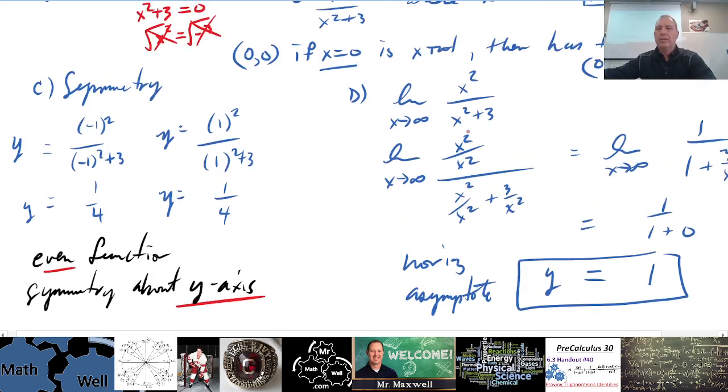All right, so D, let's take a look at D. We want to find a horizontal asymptote, and let's see if there's a vertical asymptote as well. For a horizontal asymptote, you basically find out what happens to this function as x approaches infinity. So you take the limit of this function as x approaches infinity.